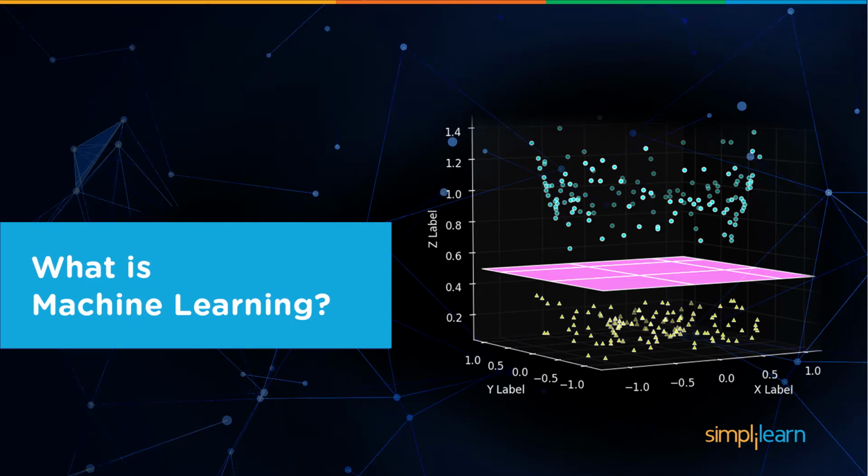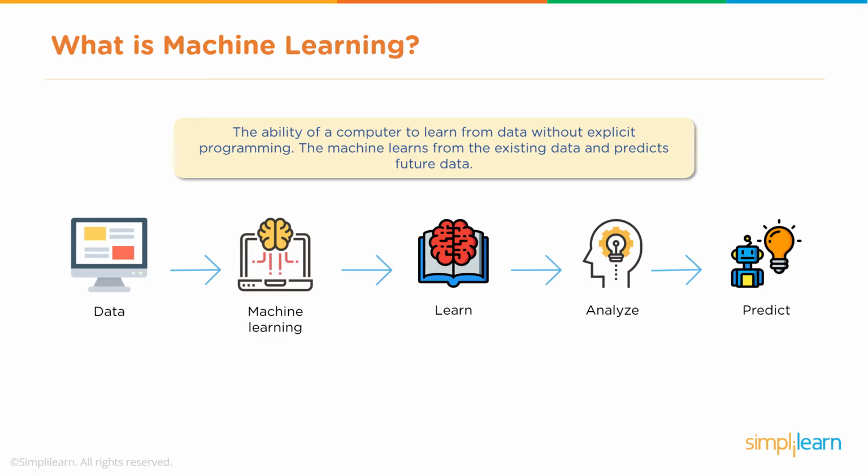So what is machine learning? The ability of a computer to learn from data without explicit programming. The machine learns from the existing data and predicts future data. So our data set must contain known outcomes, and it must have a sufficient amount of data with those known outcomes so that the machine can learn. Take the data, ingest it, apply the machine learning algorithm. The algorithm learns, creates a model, analyzes the model, and then uses that model to make predictions.